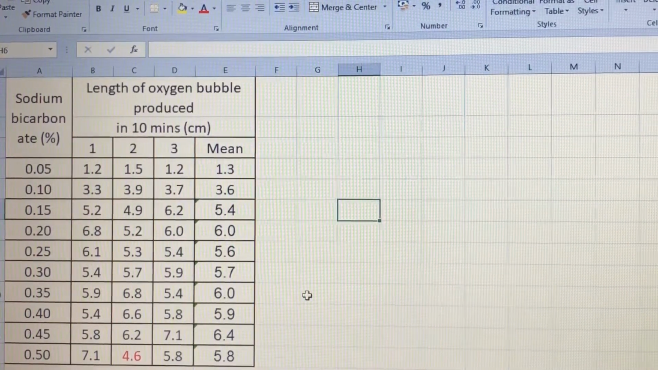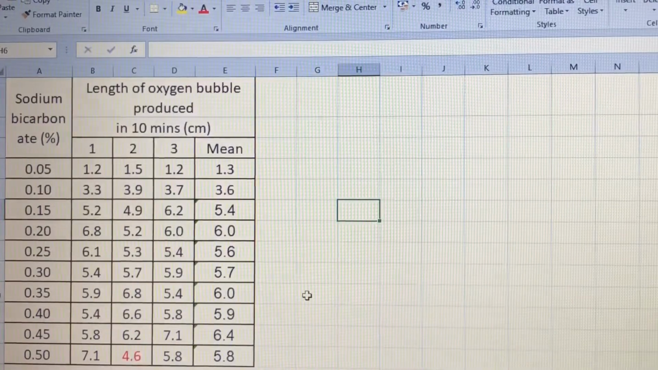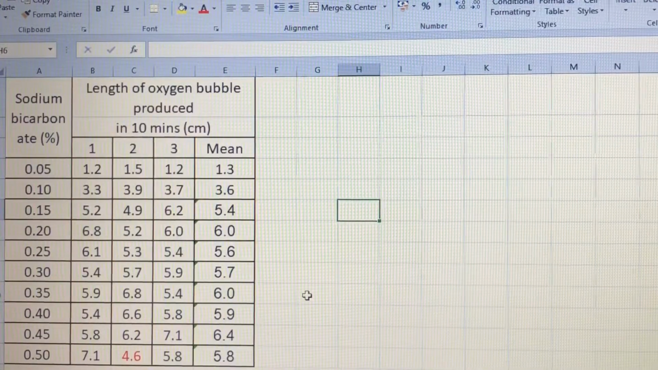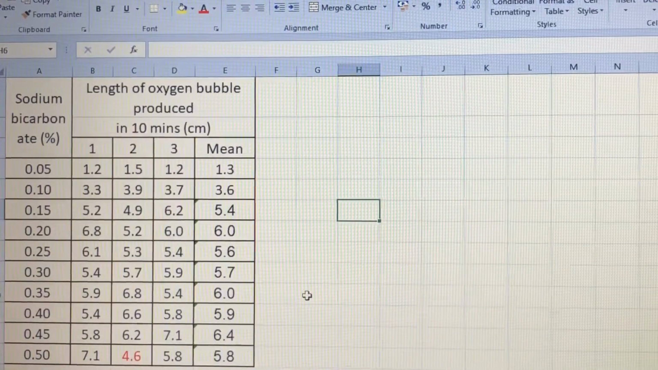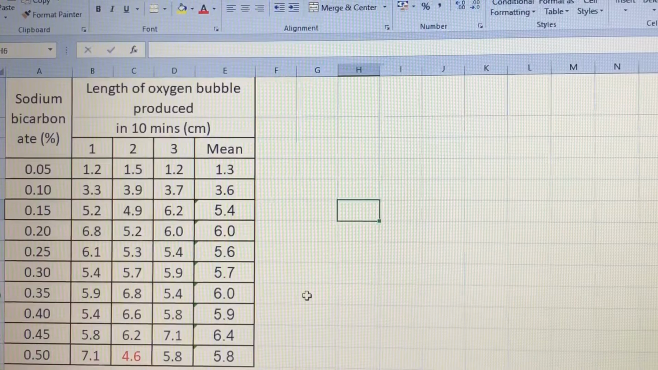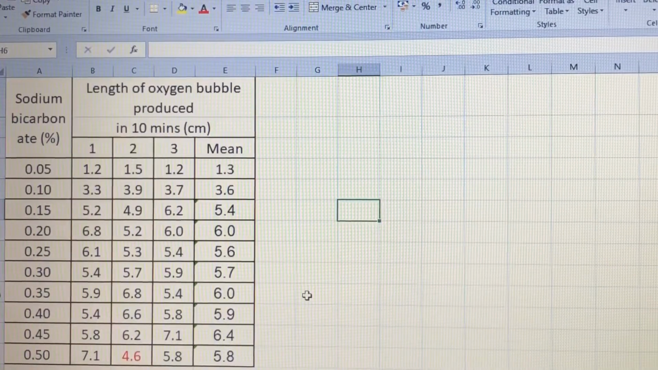So sodium bicarbonate was our independent variable, the thing that we chose to change, and that always goes on the bottom horizontal axis of our graph, and the mean length of oxygen bubble produced in 10 minutes is going to go on the vertical axis. That's our dependent variable, the thing that we measured.